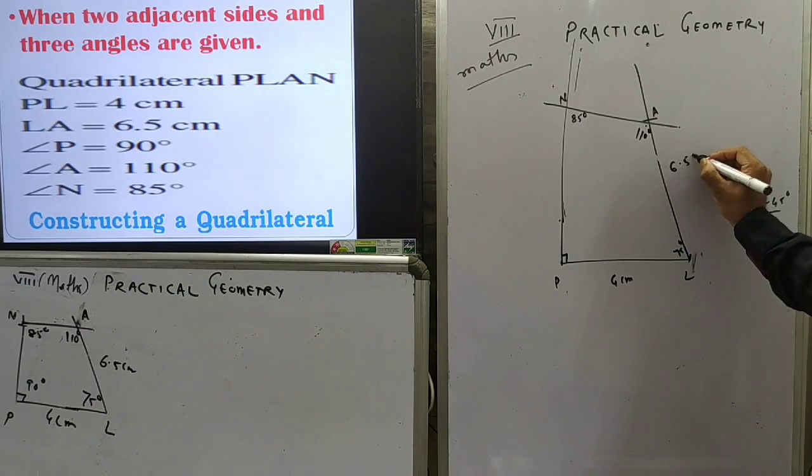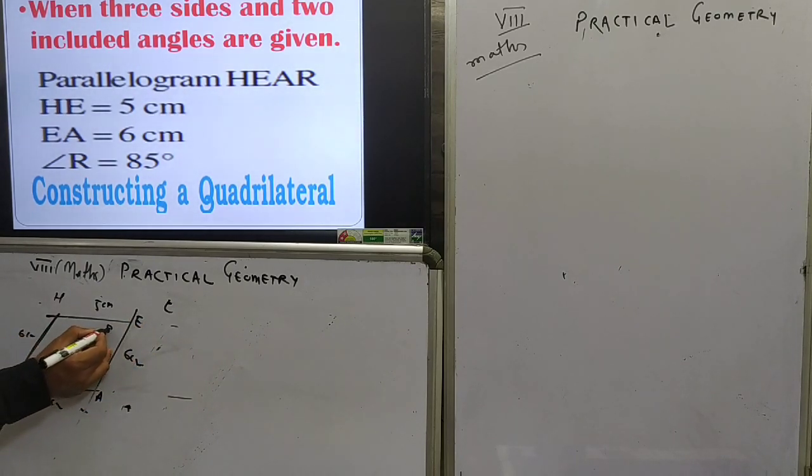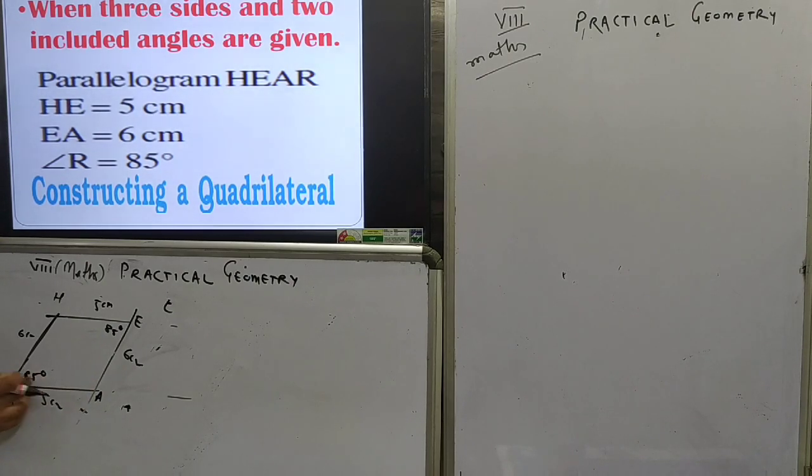This length is 6.5. Now, how to construct this parallelogram HEAR? You know that in a parallelogram, if this side is 5 centimeter, then definitely this opposite side is 5 centimeter. And this side is 6 centimeter, this side is 6 centimeter. This angle is 85 degree, and definitely this opposite angle is 85 degree. If this is 85, then you know that the consecutive interior angle sum is 180 degree. That is why this angle is 95 degree. Means in this case all 4 angles and 4 sides are given.